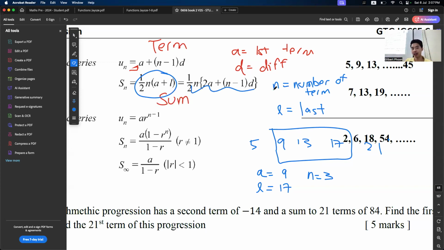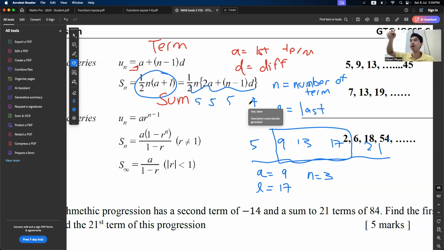Then this formula is normal. In this case, let's say you want to add up everything, then here, A would also be 5, and D is 4, like that. Substitute only. That's why I say this chapter is actually really brain dead. All you have to do is follow the formula, you're done already.